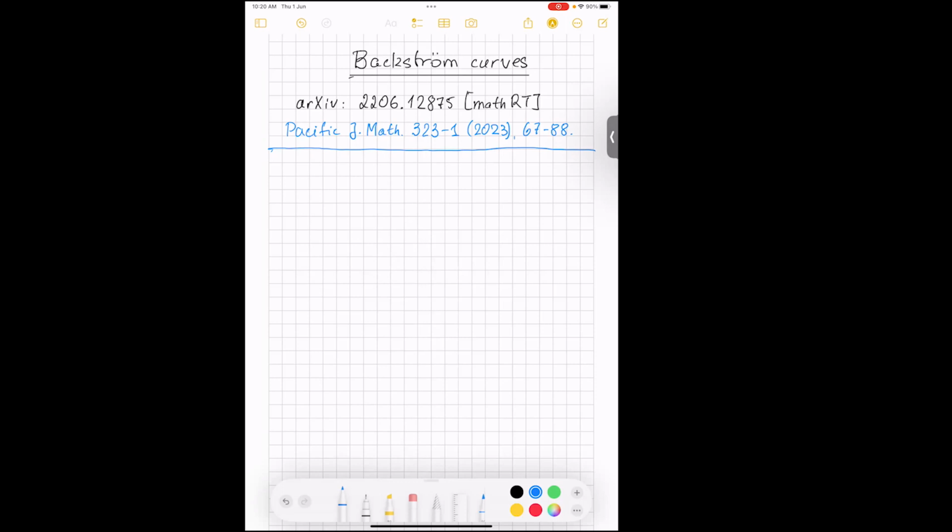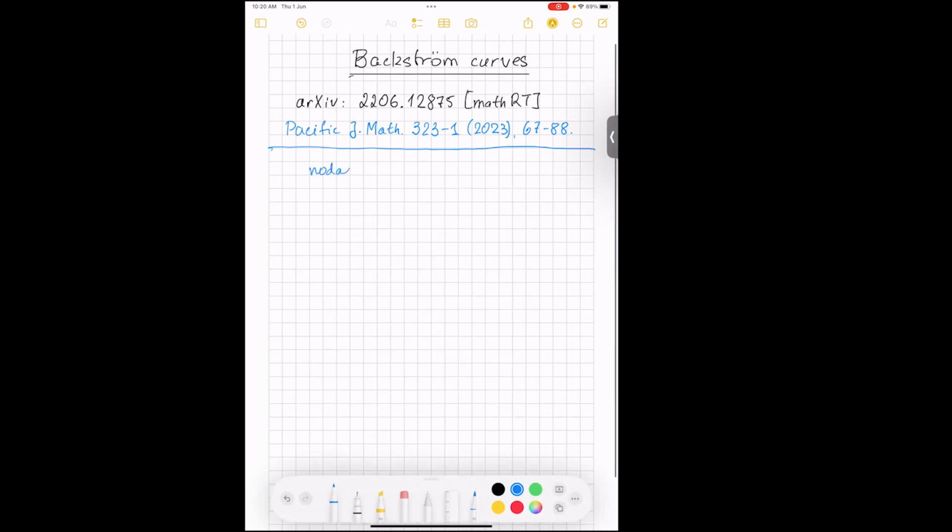This is a survey of some recent investigations in algebraic geometry, including non-commutative algebraic geometry. The main results of this talk are in arXiv, and right now it is also in Pacific Journal. Okay, I'll start with a simple example. This is a usual nodal curve, nodal cubic. In affine coordinates, it's given by this equation, but it looks like this.